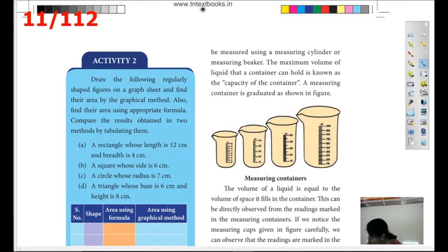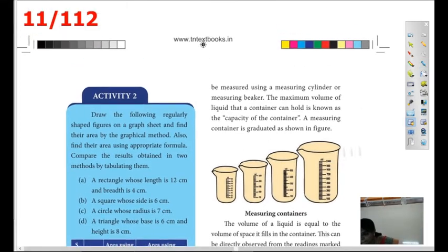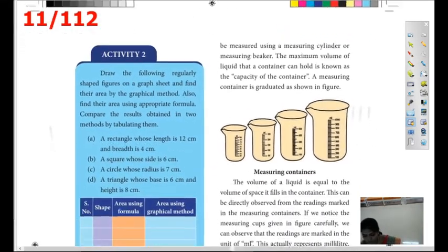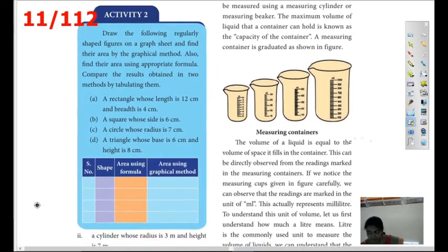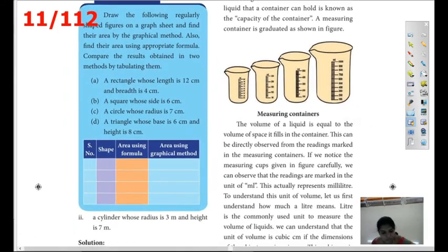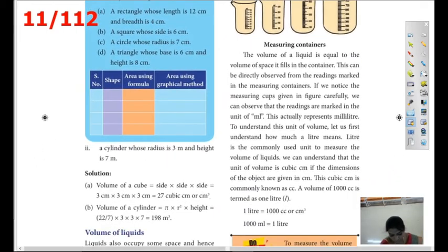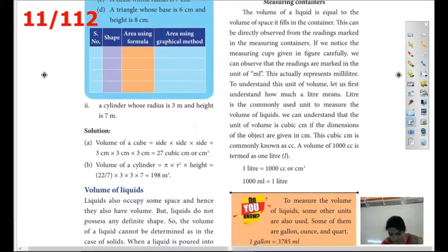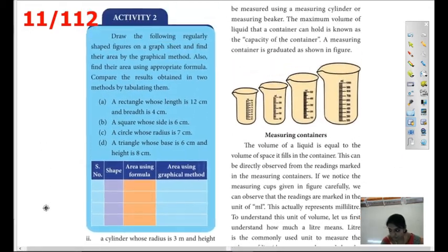Okay, next let us step into the topic. Next, draw the following irregularly shaped figures on the graph sheet and find their area by the graphical method. Here some values are given. You have to substitute the values here and find the solution.